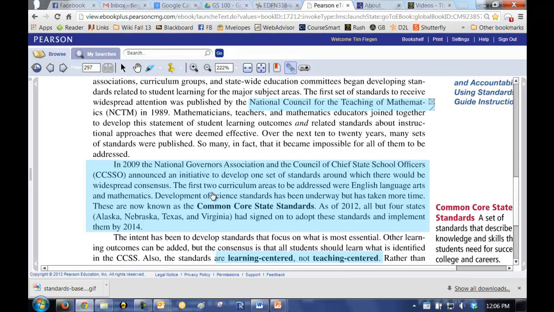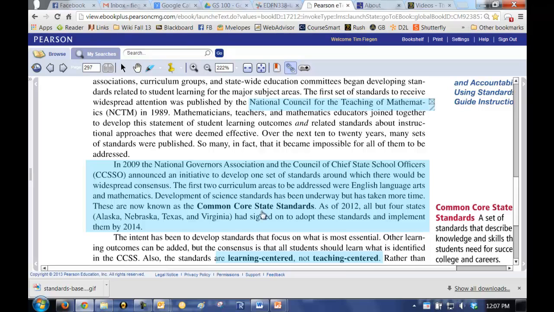Okay, these two curriculum areas to be addressed were English and math. Development of science standards has been underway, but it has taken more time. And the thing with science, that's when they're going to co-opt and own creation or evolution. It doesn't matter which way you see that standard, that topic, every one of those now will be owned by this federal group. That'll be the beauty of this, that's all going to be taken away.